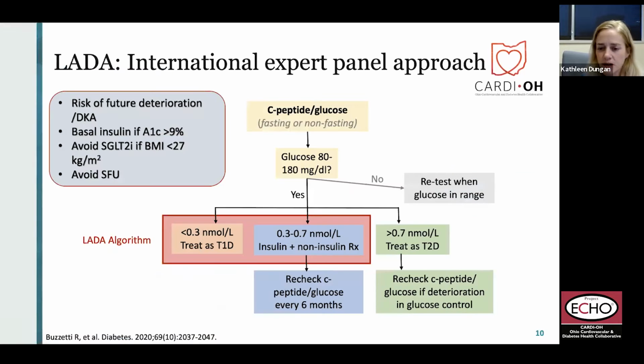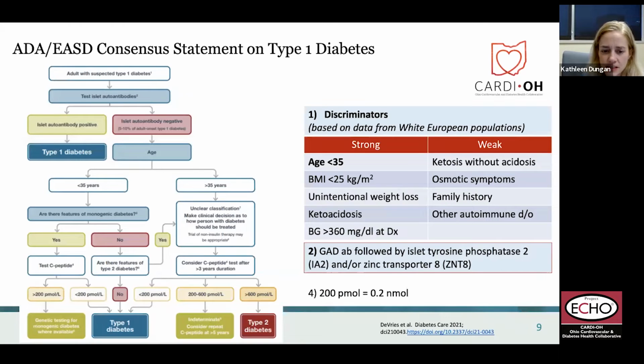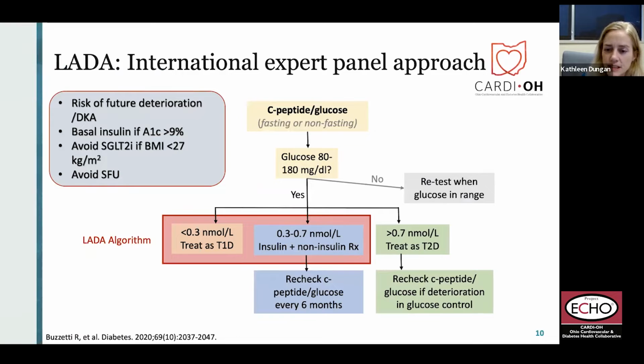Next, and oh, I'm sorry. So just note, looking at these numbers here, the lab assays are different at different institutions. So I just put a reminder there. At our lab, our normal C-peptide is somewhere around 0.4 nanomoles, and in this case, it's written in picomoles. And then finally, I would just highlight, once you do have a C-peptide, what do you do with it?